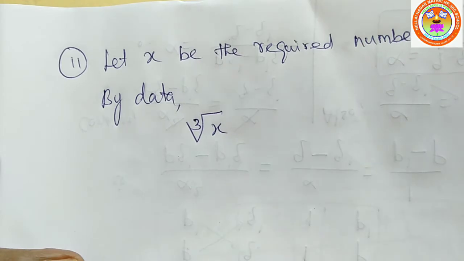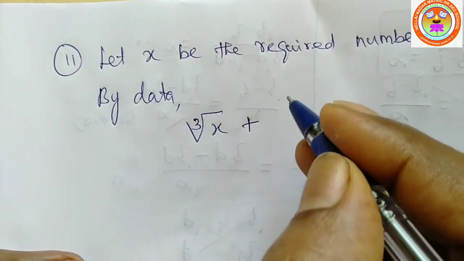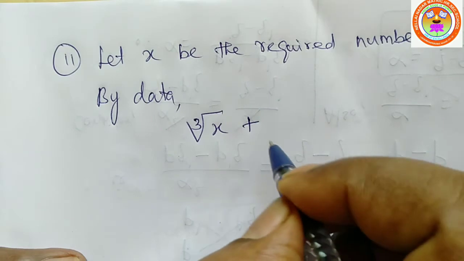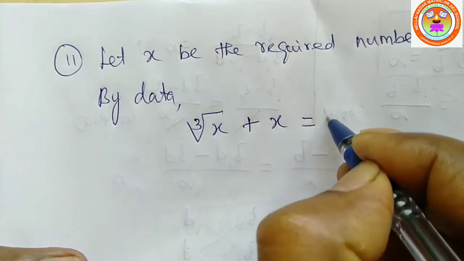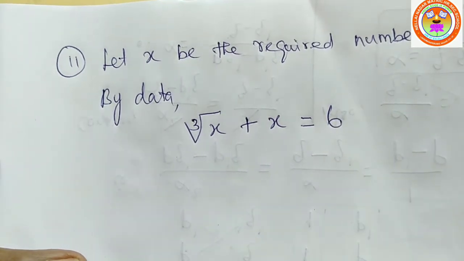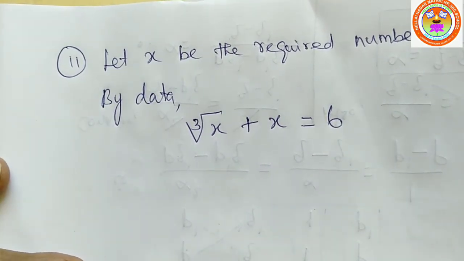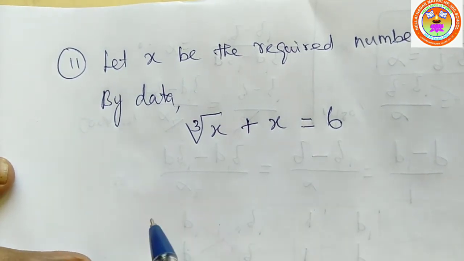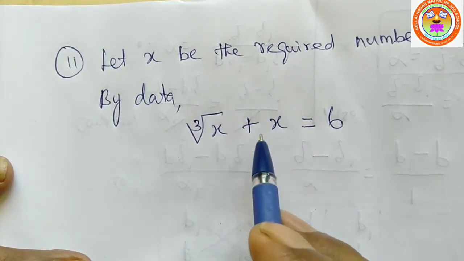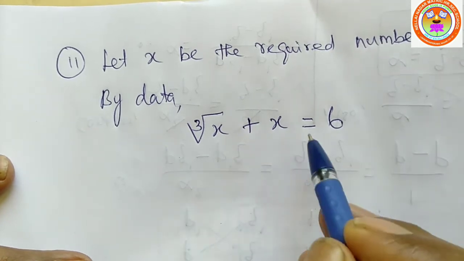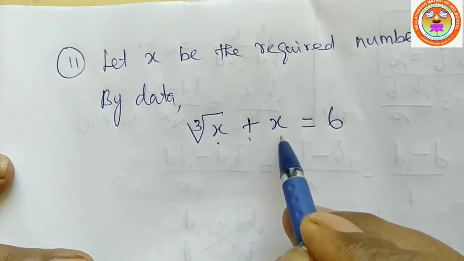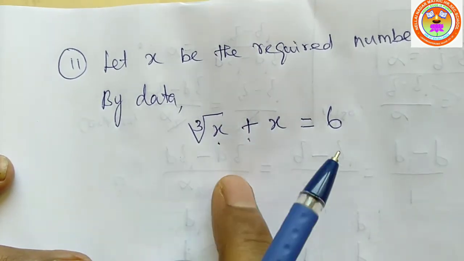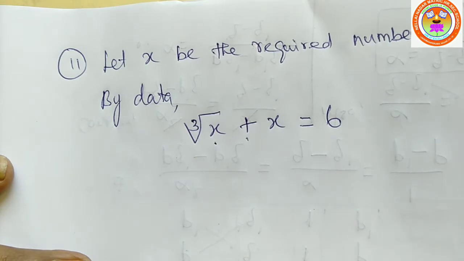The cube root of x is added to it. That means if you are adding the cube root of that number and that number, the sum is becoming 6. Is it clear? So we just transformed the sentence into steps, right? See, cube root of x plus that number is becoming 6. So from this equation, we have to create one cubic equation.